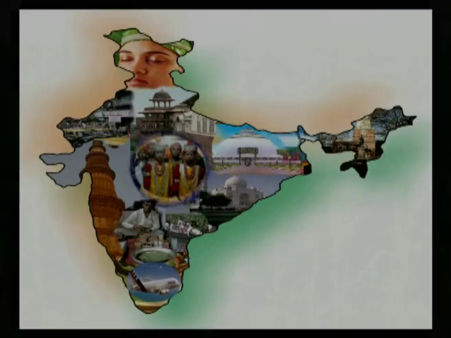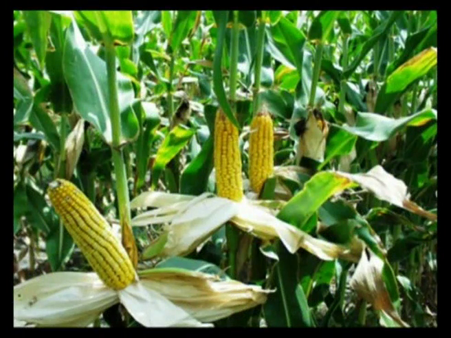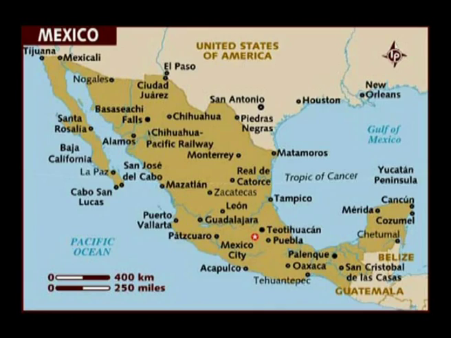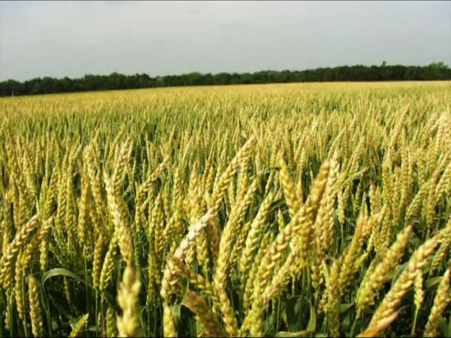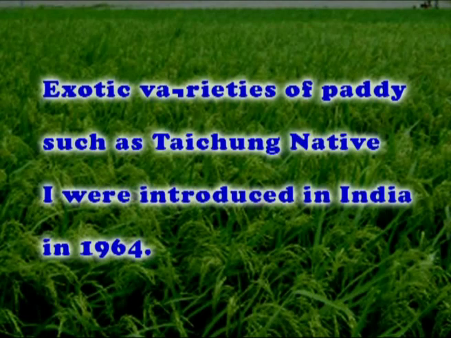In India, the hybridization of selected crops, that is maize, bajra and millets, began in 1960. The Mexican dwarf varieties of wheat were tried out on a selected scale in 1963-64. Exotic varieties of paddy such as Taichung Native 1 were introduced in India in 1964.